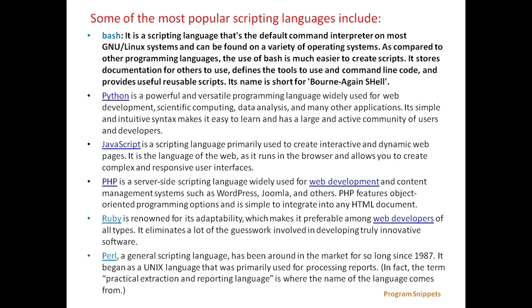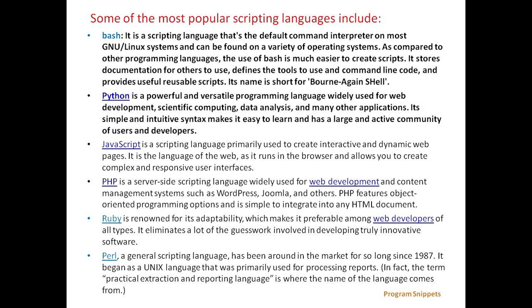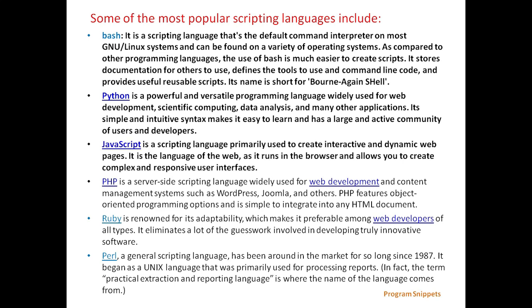As compared to other programming languages, Bash makes it much easier to create scripts. It stores documentation for others to use, defines the tools to use and command line code, and it provides useful reusable scripts. Python. It is a powerful and versatile programming language widely used for web development, scientific computing, data analysis, and many other applications. JavaScript is a scripting language primarily used to create interactive and dynamic web pages.